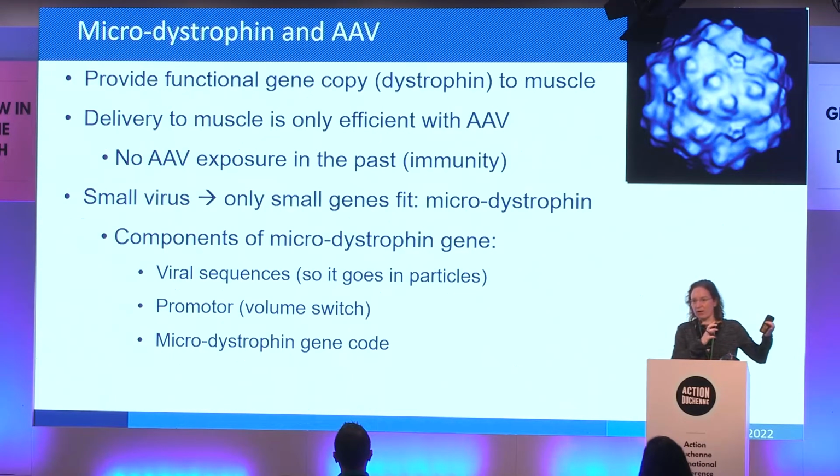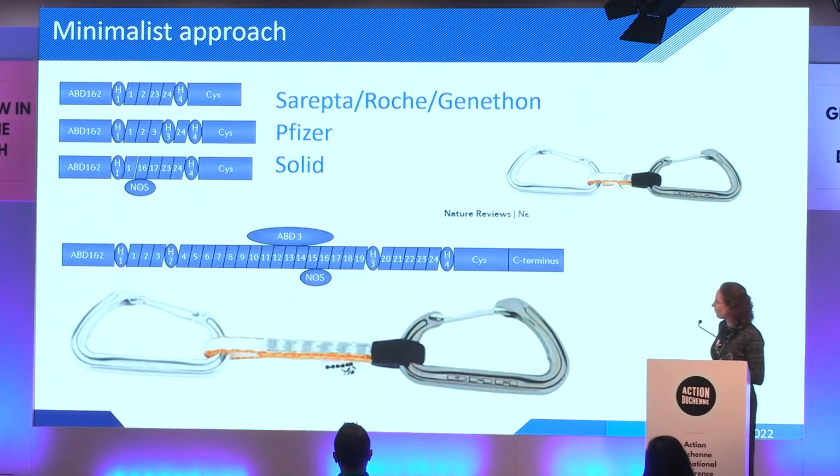components. It has some viral sequences because the gene needs to go into the virus particles. It has a promoter, that's a volume switch that says that it's only produced in skeletal muscle, and it has this code for the microdystrophin. Now, what does this microdystrophin look like?